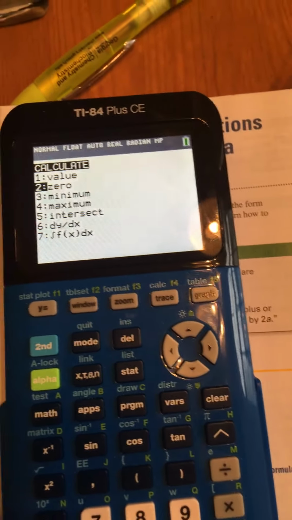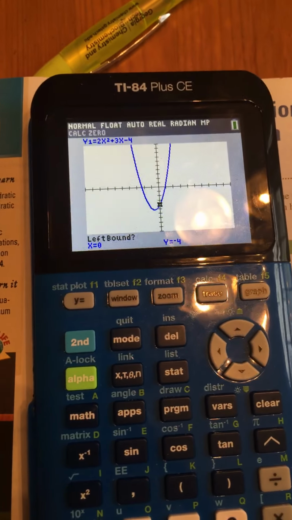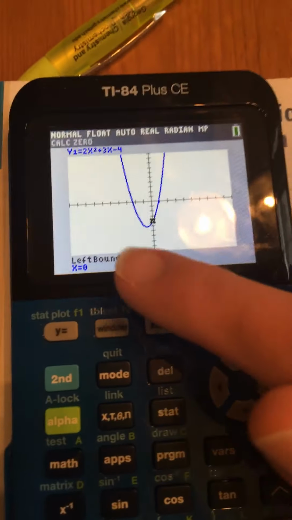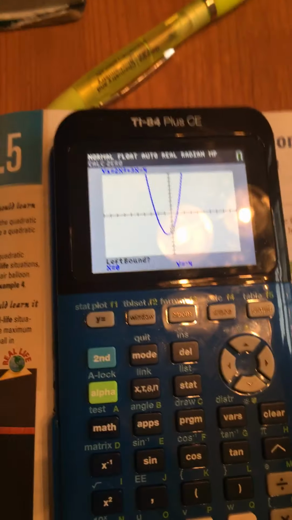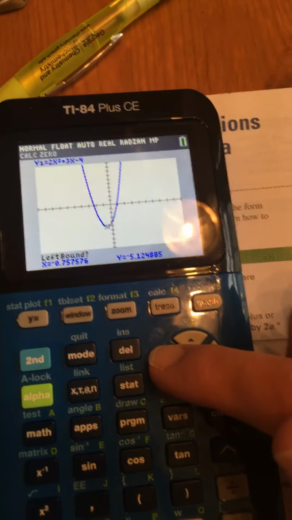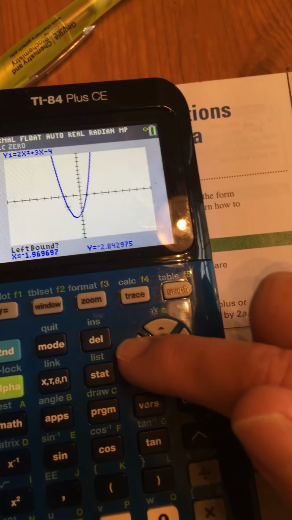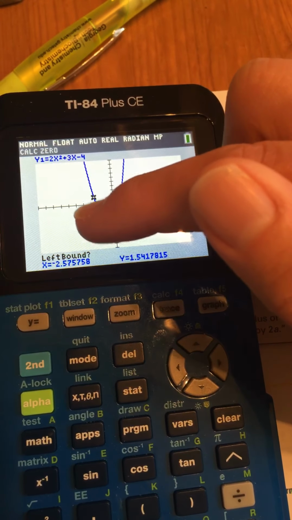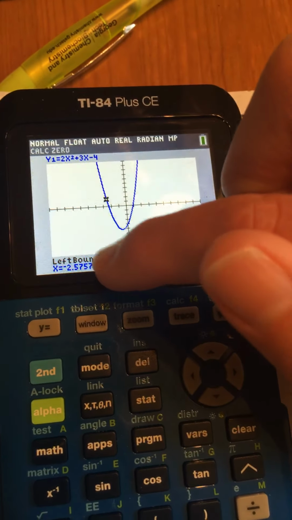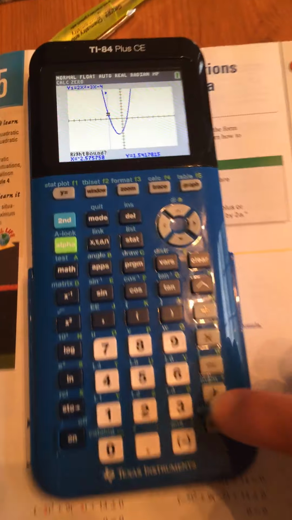And I have other videos that explain why it's called that. So that's the one we're going to get. That means answers. Okay. So it says left bound, right bound. What that means is you take that little cursor and you get it. I'm going to use these arrow overs, and I'm going to get it on the left side of where this line crosses the x-axis. So that's what it's telling me to do, and I did that, so I say enter.